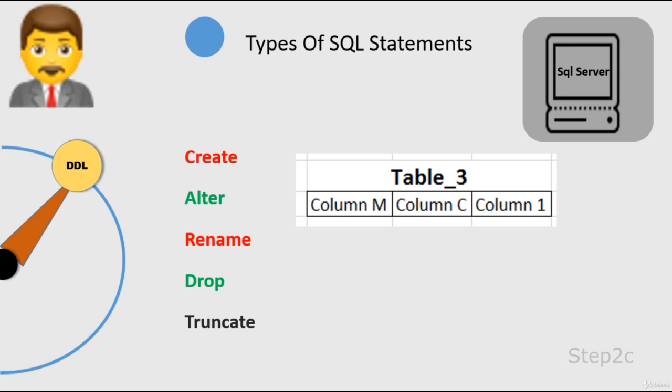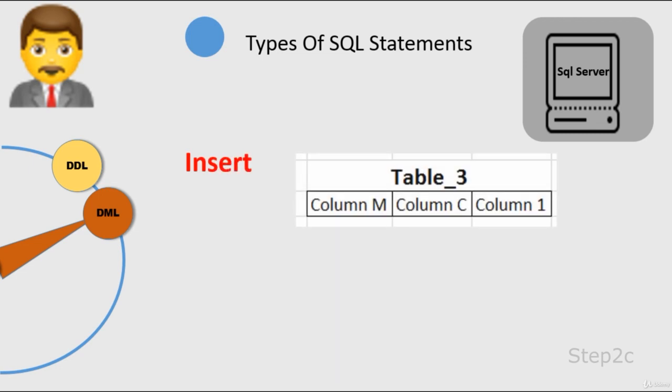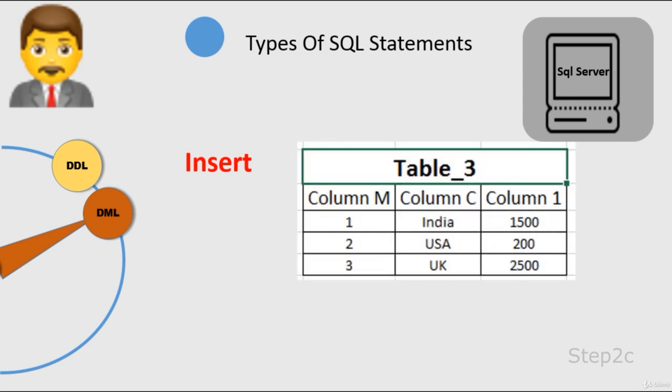Now let's see the second bucket, DML, or data manipulation language statements. If you are working with data, there should be an option to save the data into the tables, update the data and remove the data. These are the three operations we perform with data, and we call them data manipulation language statements. There should be an option to save the data, which is called inserting the data into the table. Assume we have a table called table_3. There should be an option to insert some values.